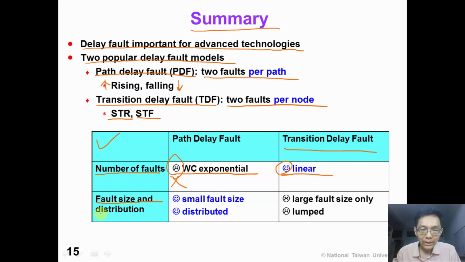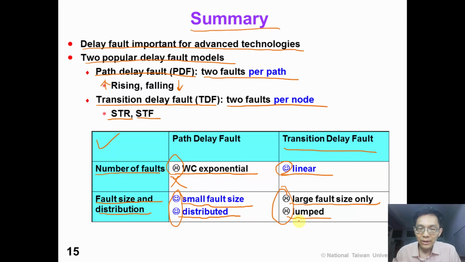In terms of fault size and distribution, path delay fault assumes that the fault is distributed along the path, and it considers small fault size, which is very good and very practical for real circuits. On the other hand, transition delay fault assumes that the fault is lumped in a specific node, and the fault size is very large, so it does not consider the propagation path. This is not very realistic for a true circuit.